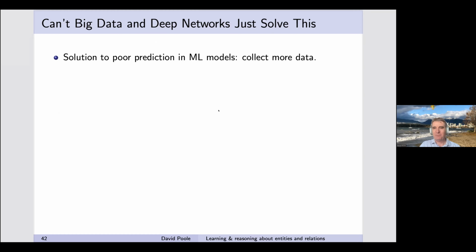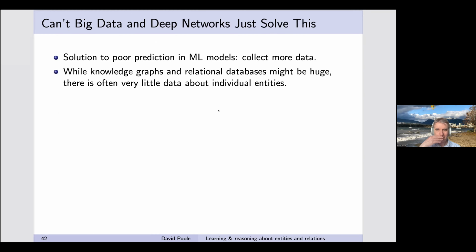So can we always collect more data? All right. What happens is that while knowledge graphs and relational databases might be huge, there's often very little data about individual entities, right? So we often have individuals about whom there's very little data. And I'm going to claim that's inherent in the world. It's not a property of a data set, it's actually inherent in the world.